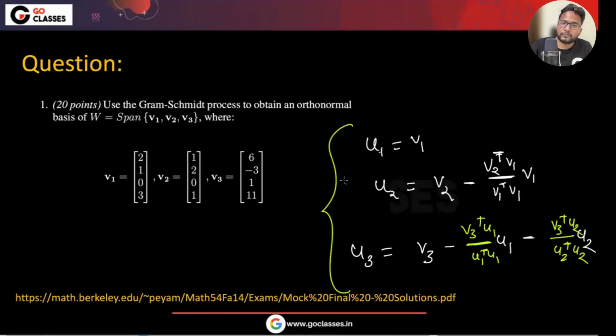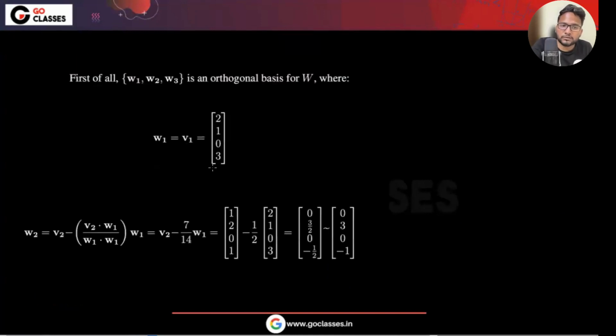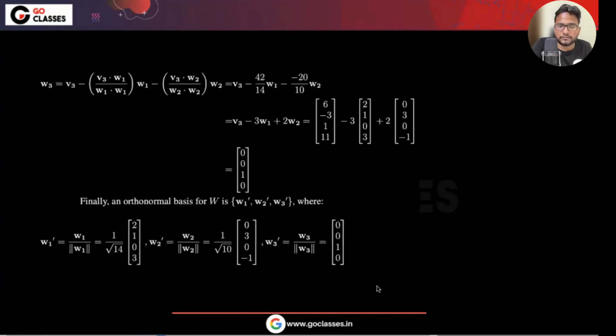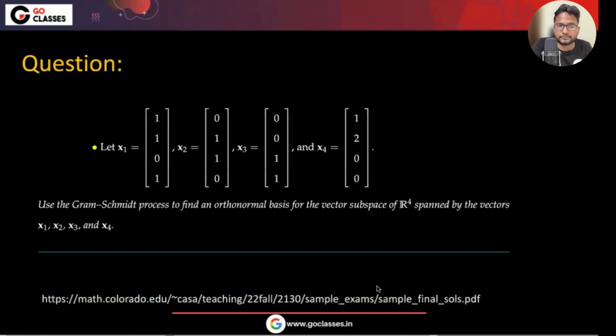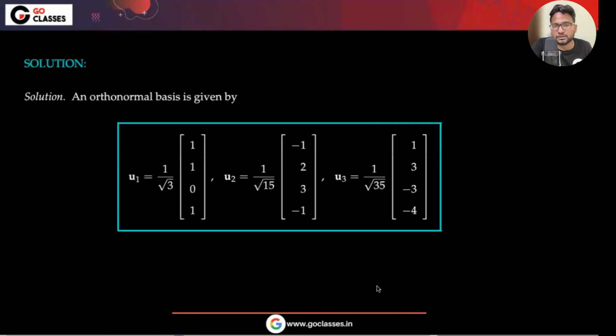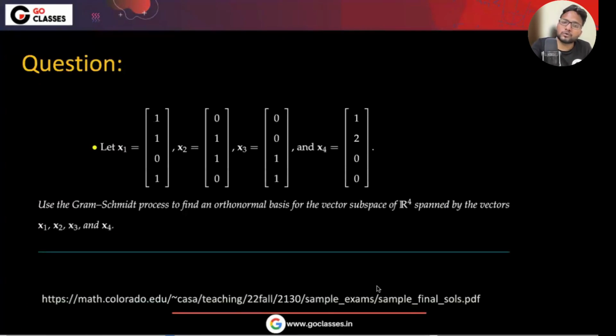Now, if you follow this, as they followed it, you will get the answer like this. There are multiple questions you can try. This is not a very tough question. Once you are habituated to this, you can easily solve these questions. These are basically calculation-based questions, so just try one or two to make sure that you understand the process.